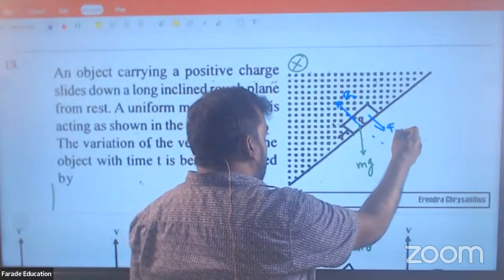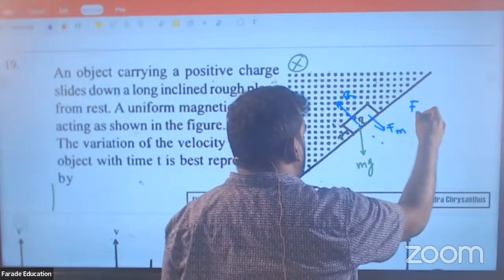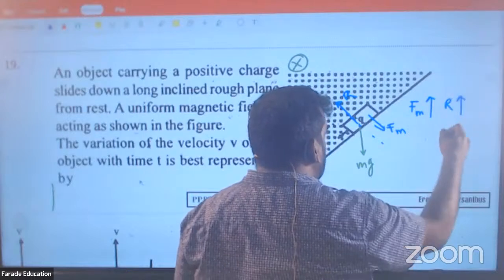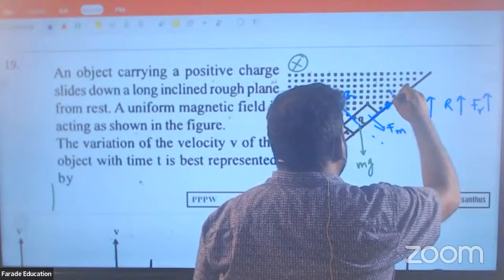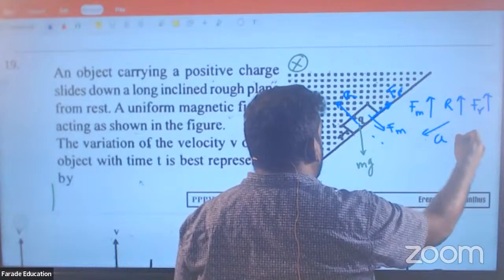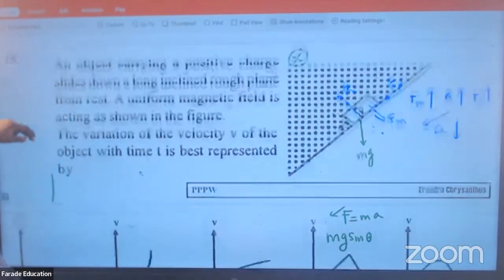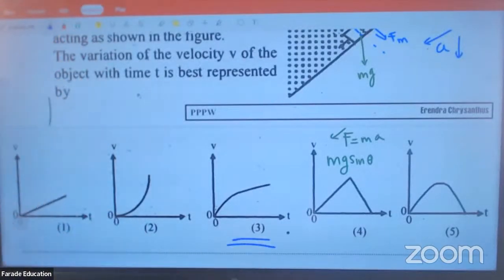Magnetic force will increase. Coming down, velocity increases, magnetic force increases. Magnetic force increases, normal reaction increases. Normal reaction increases, friction will increase. When friction increases, acceleration down the plane will reduce. Acceleration down the plane reducing, that is given correctly by answer number 3.